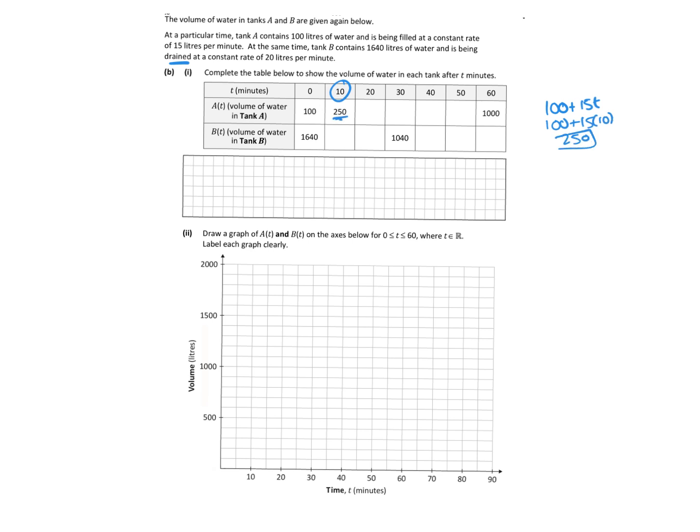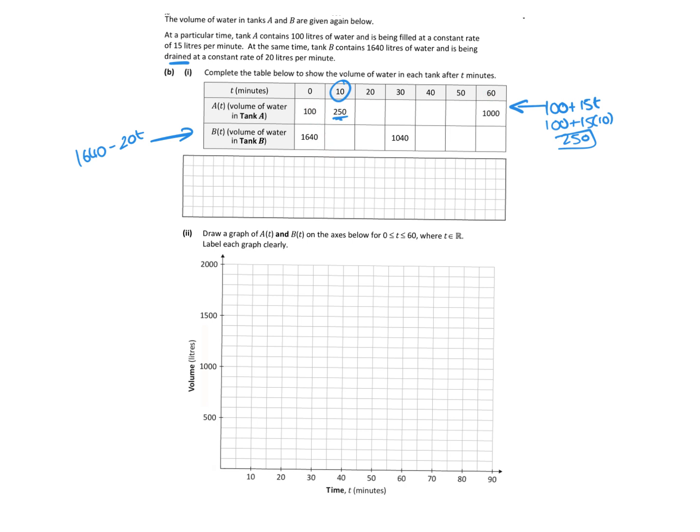Okay, and you can see that that one's filled in. So you're using this formula for these ones here. And then for this formula here, it's 1,640 minus 20t. So using those formulas to fill in these bits here.